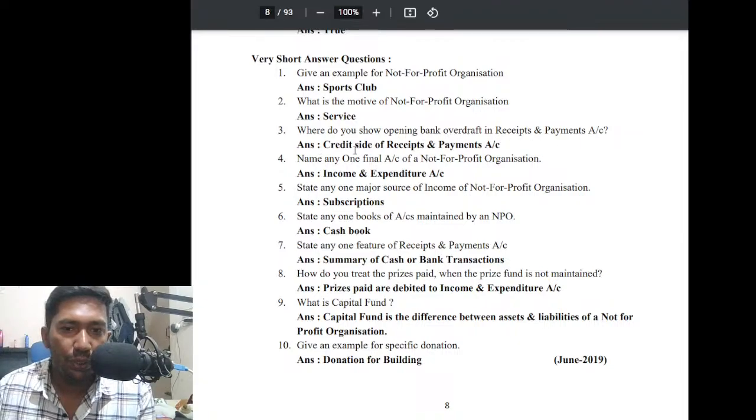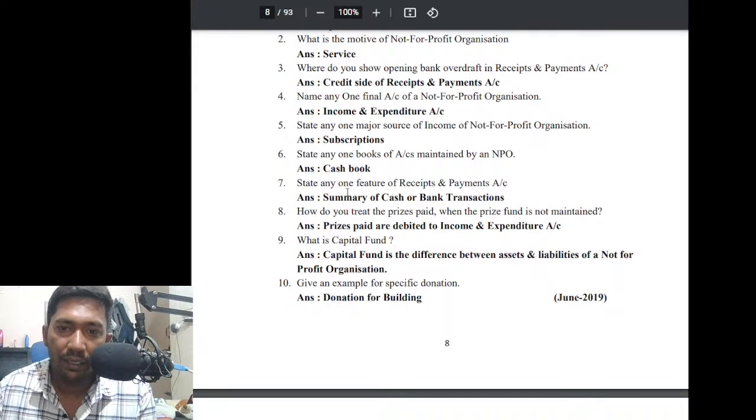The next we have is, where do you show opening bank overdraft in receipt and payment account? We show it on the credit side, because in the receipt and payment account, receipts come on the debit side and payments on the credit side. So bank overdraft, we receive money from the bank, so we consider that as a receipt for the time being.